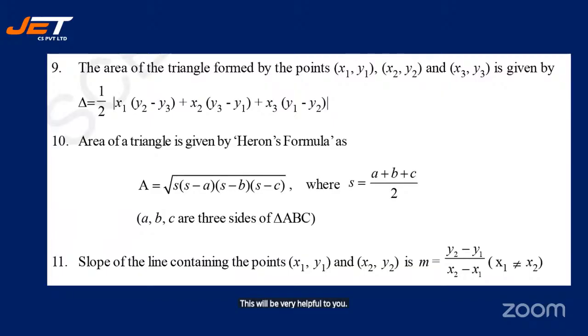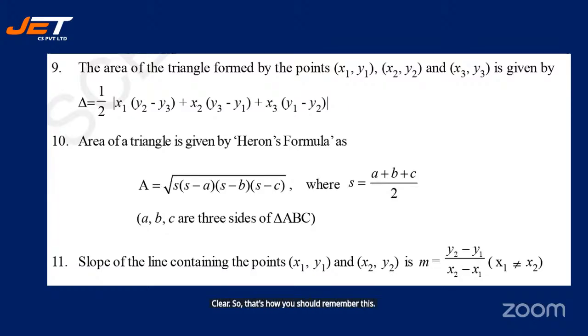Next, the area of the triangle formed by the points x1, y1, x2, y2 and x3, y3 is given by half into x1 into y2 minus y3 plus x2 into y3 minus y1 plus x3 into y1 minus y2. So how do you remember this? Outside the brackets, you will have x. Inside the brackets, you will have y. And the number goes like 1, 2, 3, then 2, 3, 1. Next is 3, 1, 2. Clear? So that's how you should remember this.